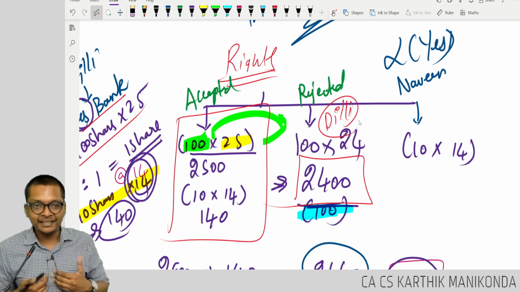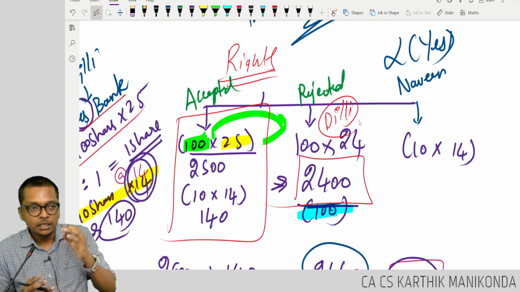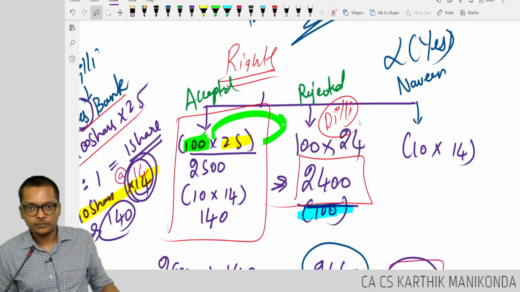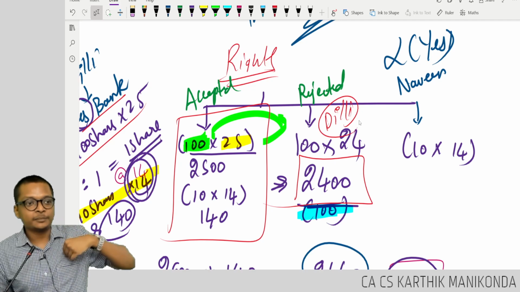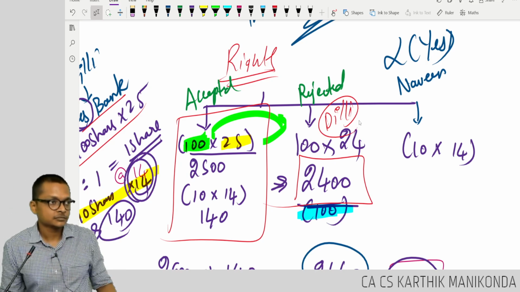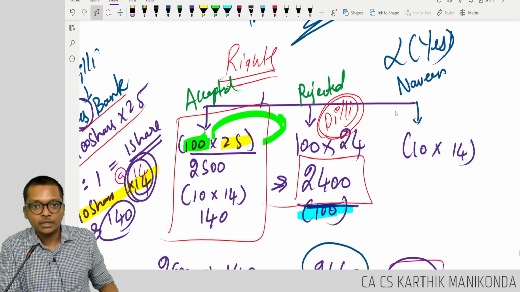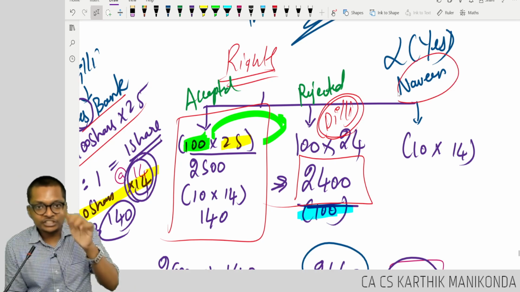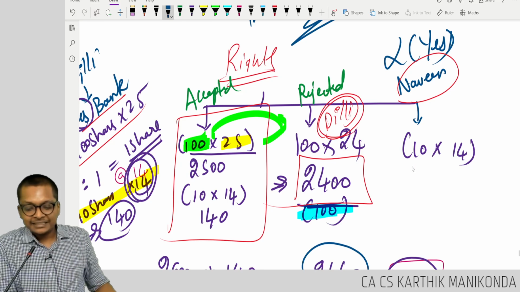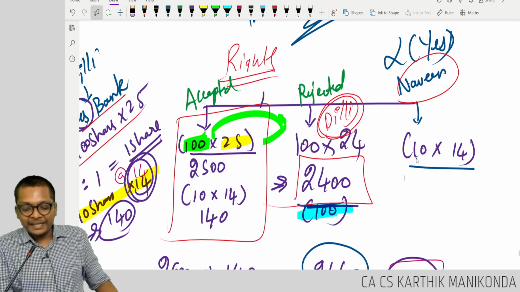So what will Delhi tell? Sir, I have the option to buy shares at 14 rupees per share. That offer letter is with me. That offer I will give you. You buy those shares. So instead of Delhi, who is buying? Naveen is buying those shares. How many shares? 10 shares at 14. So Naveen has paid 10 into 14.